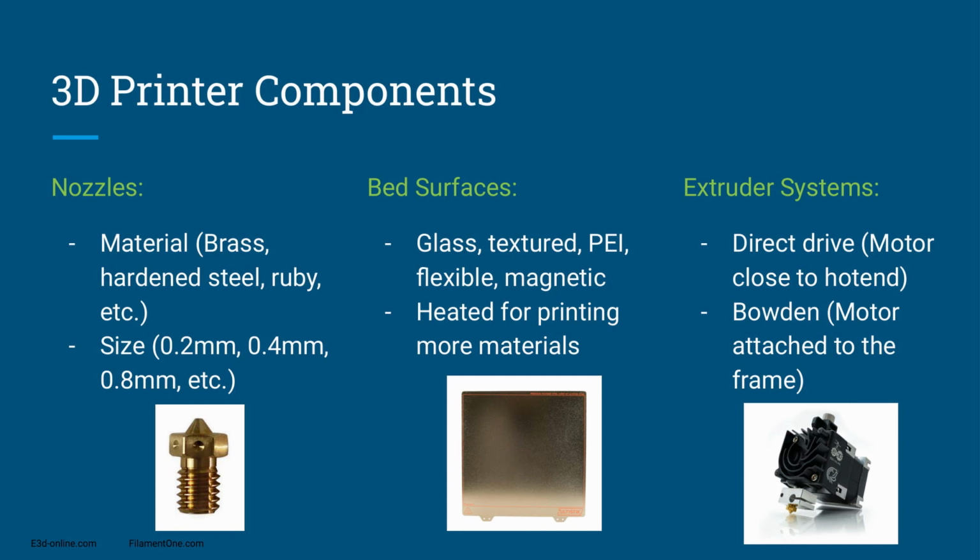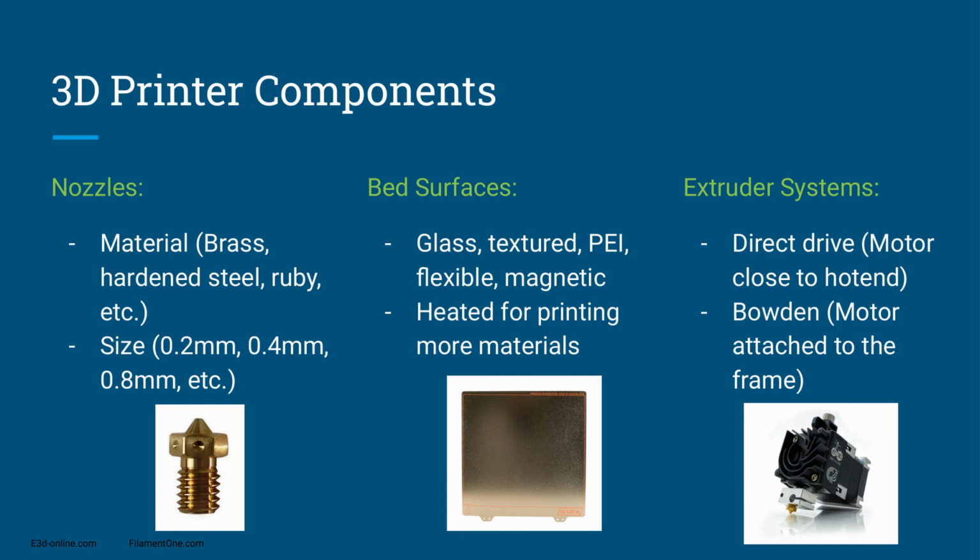Also, there are two main types of extruder systems. The extruder is what pushes out the plastic. It has a motor that spins a gear that pushes out the plastic through the nozzle that's heated up and that melts it and then lays it down layer by layer. So there's a direct drive extruder, which is where the motor is close to the hot end.